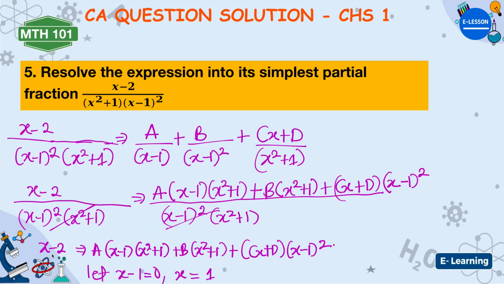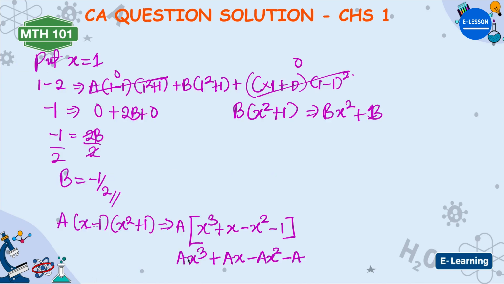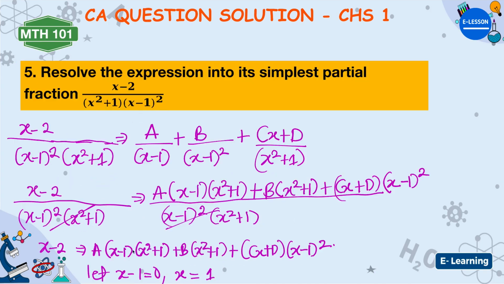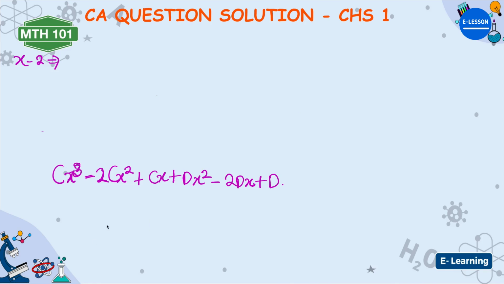what we are going to have now will be x minus 2. Told you that this is a very long and nonsense question. x minus 2 will be equals to, what was that for A? We expanded, because x minus 2 is equals to A bracket this. We've expanded this. What did we get from the expansion? Ax to the power of 3 plus Ax. So this gives us Ax to the power of 3 plus Ax minus Ax squared.